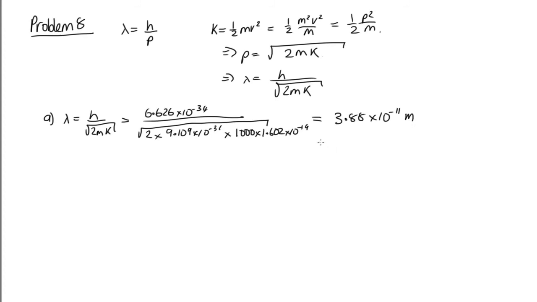And so we can write this in nanometers if we want. Because it's an electron, we'd expect its wavelength to be less than the wavelength of visible light. So this is equal to 0.0388 nanometers.